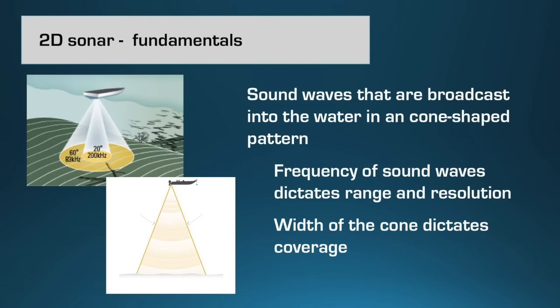One of the reasons that 2D sonar displays fish as arch-shaped returns has to do with the 2D sonar beam shape. You see, 2D sonar is the only technique that is broadcast into the water with a cone-shaped beam. This cone is narrow at the top and gets wider as it travels through the water column. As a result, fish can spend an extended period of time in that beam. But as they move from one edge of the cone to the other, the distance from the fish to the transducer changes. And those changes are why the fish's sonar return is displayed as an arch.